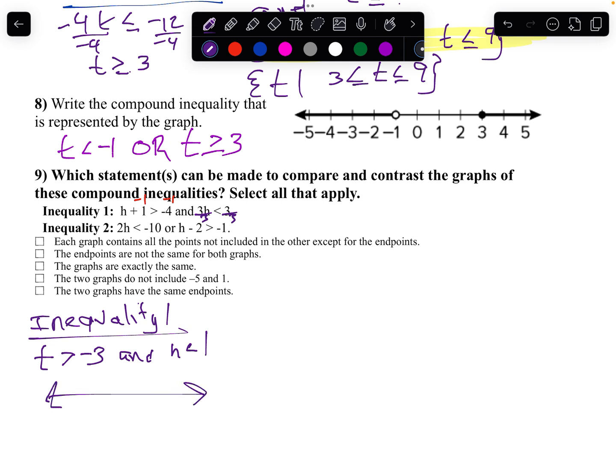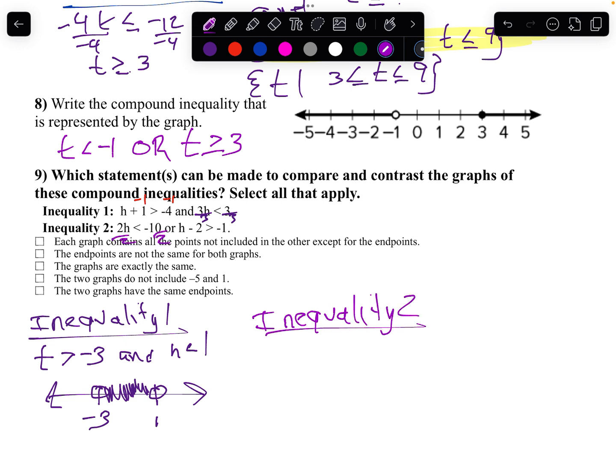I'll graph this on the same number line, negative 3 and 1. And since it's in between, I'll shade in between them. Now let's do inequality 2, kind of the same way. So I'll divide the first one by 2. Negative 4 minus 1 is not negative 3, is it? Sorry about that. Negative 4 minus 1 is negative 5. Easy enough to fix. We'll just put a negative 5 there.